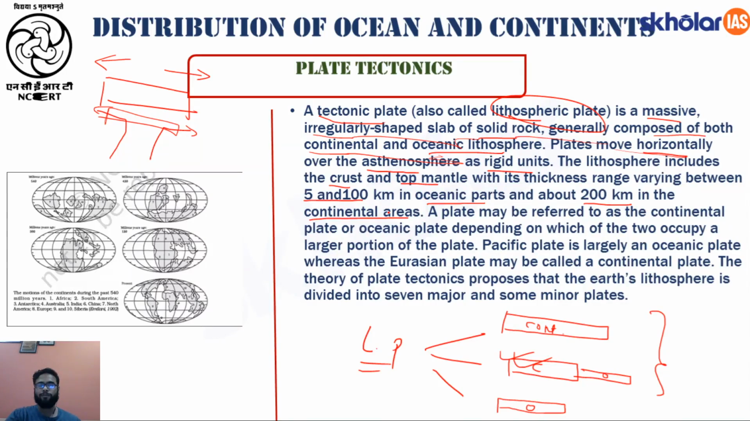A plate may be referred to as a continental plate or an oceanic plate, depending upon which of the two occupies a larger portion of the plate. But most of the plates are found as a combination of continents and oceans, right?